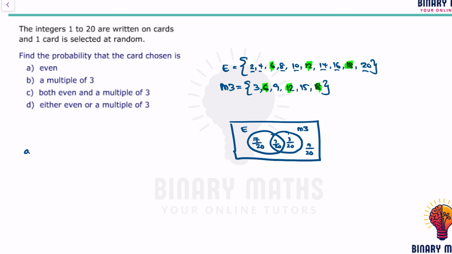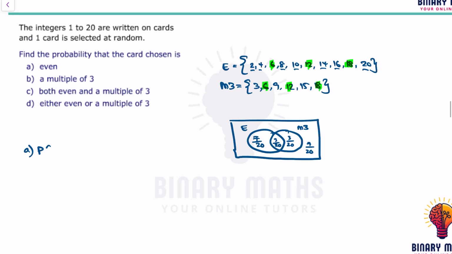Okay, A. Even number is, we already worked it out. Probability of even, there were 10 possibilities, so 10 out of 20. And 7 over 20 plus 3 over 20 is 10 over 20. B is a multiple of 3. You can see clearly there's 6 numbers there, so 6 out of 20. C, probability of even and a multiple of 3. Even intersect multiple of 3 is equal to 3 out of 20.